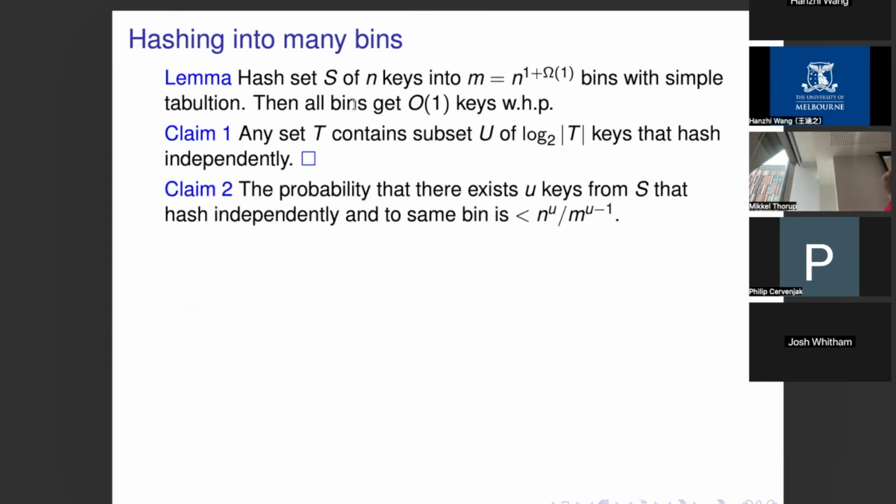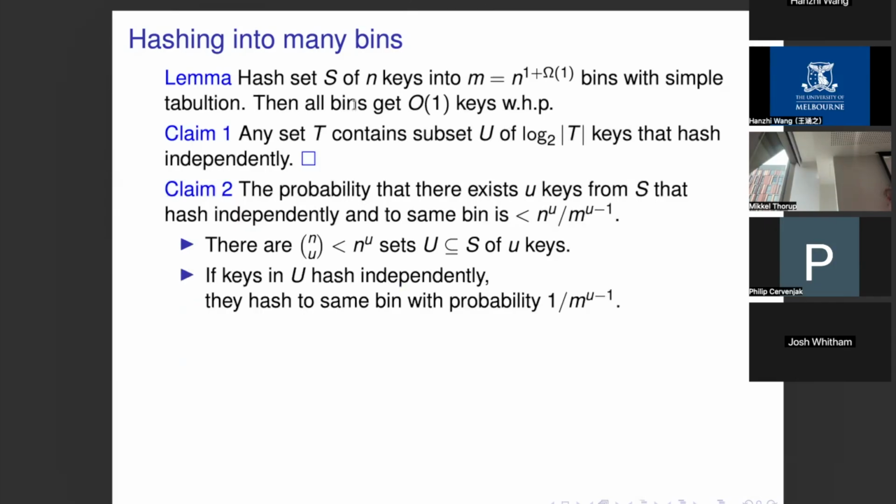Now comes some simple counting. The probability that there exists a set U of keys from my set that hash independently and land in the same bin is at most n to the size of U divided by m to U minus 1. Okay. So the proof is very simple. The number of different sets I could be thinking of, I just want to use a union bound. So the number of different sets I could be considering is just n to the U. Now I need two properties in order to lose, right? They need to both hash independently because otherwise I don't care. And then they need to hash to the same bin.